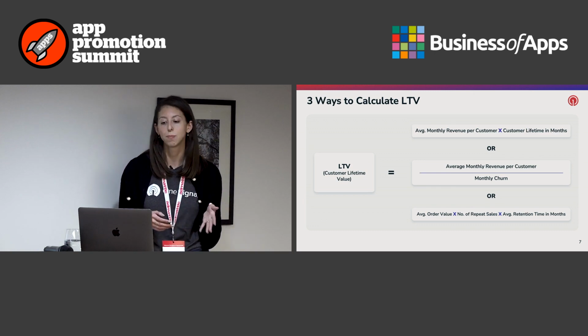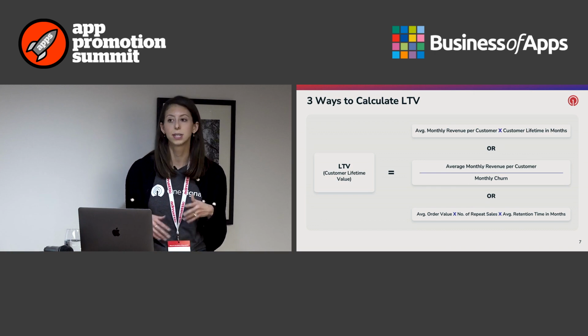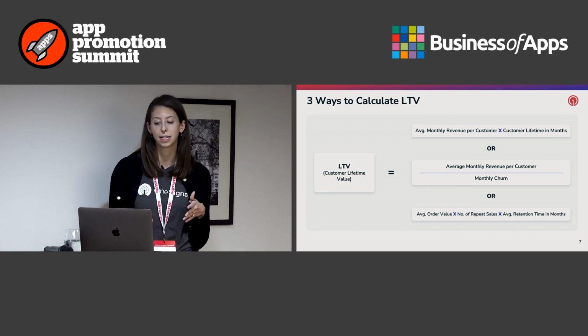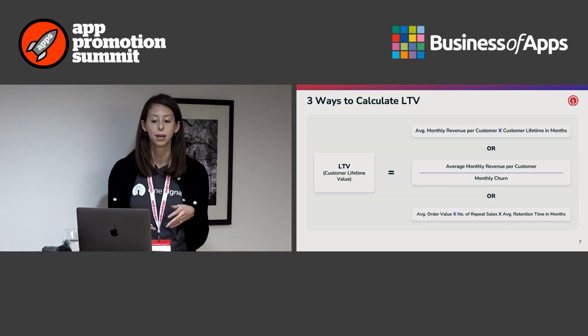Or you could look at the average monthly revenue per customer divided by the total churn. So this starts to pull in the churn ratio, how many customers are churning versus how many customers are actually spending revenue in your app.